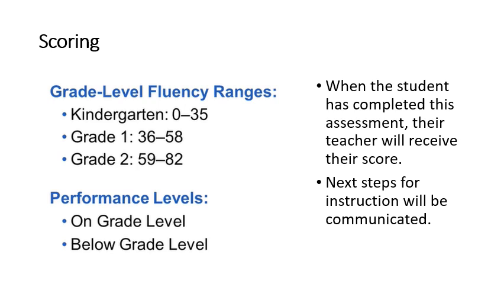When the student has completed this assessment, their teacher will receive their score. Grade level fluency ranges for scores are for kindergarten 0 to 35, grade 1 36 to 58, and grade 2 59 to 82. Your child's teacher might also designate a performance level either on grade level or below grade level. Next steps for instruction will be communicated, and further assessments might need to be administered.